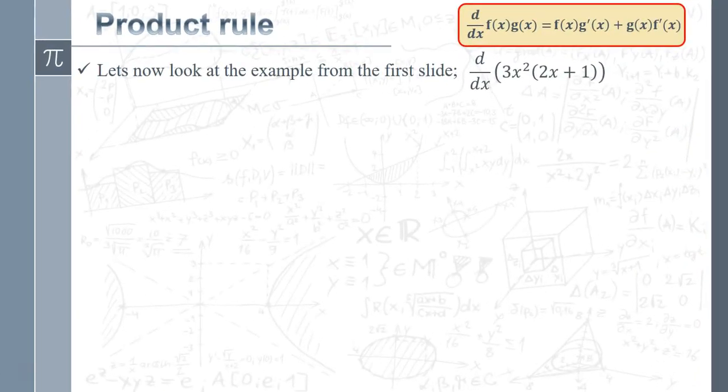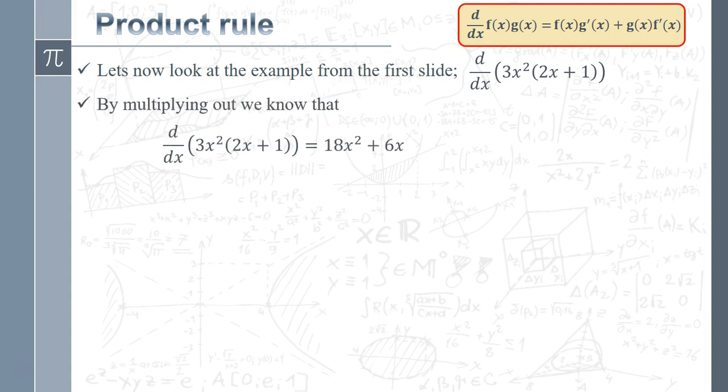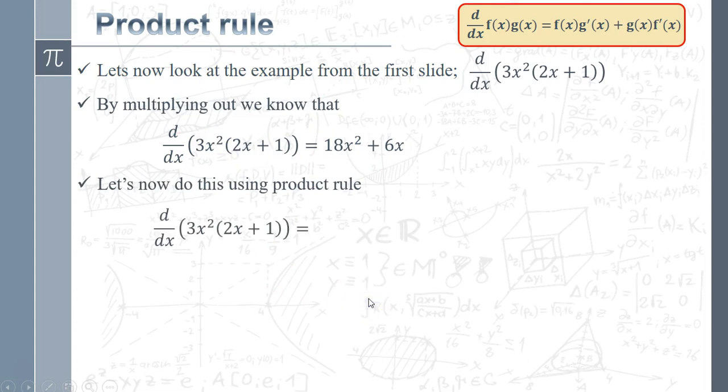Right, so let's have a look at the example we had from the first slide and see if our product rule will give us the result we got from multiplying out. When we multiplied it out and differentiated, that's the result I get. Using the product rule, let's see what happens. So here we go.